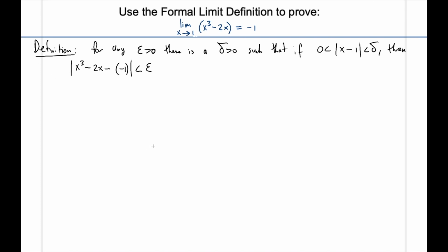In this video, we're going to use the formal limit definition to prove that the limit as x approaches 1 of the function x cubed minus 2x is equal to negative 1. Alright, so we're going to start with the definition.